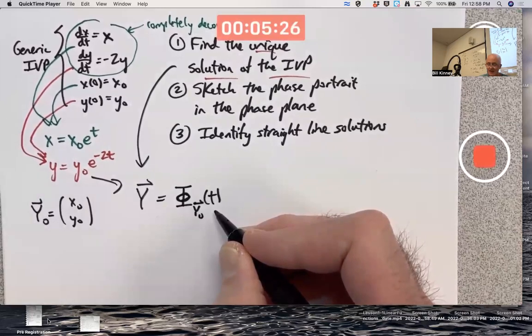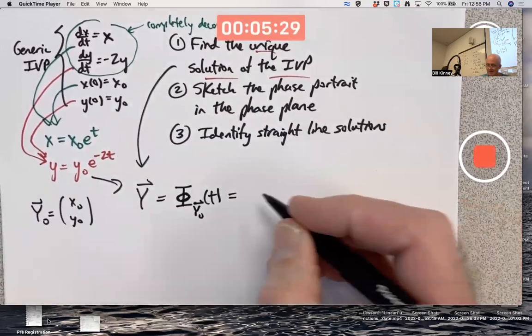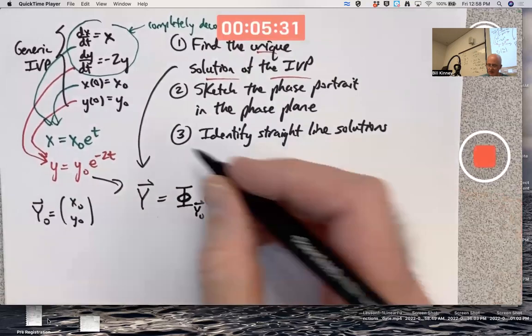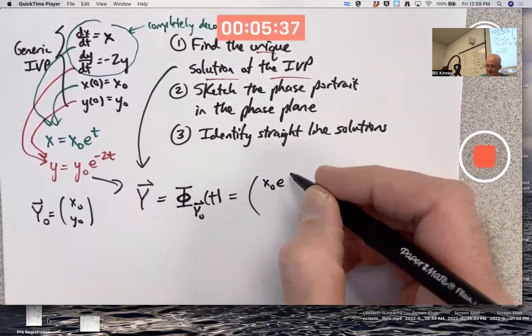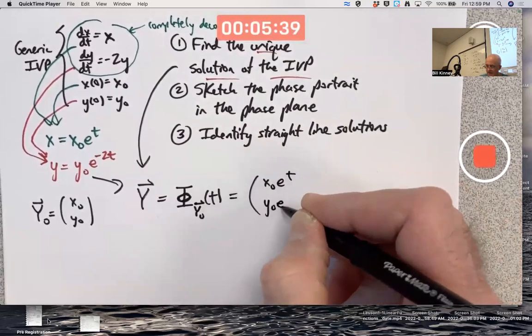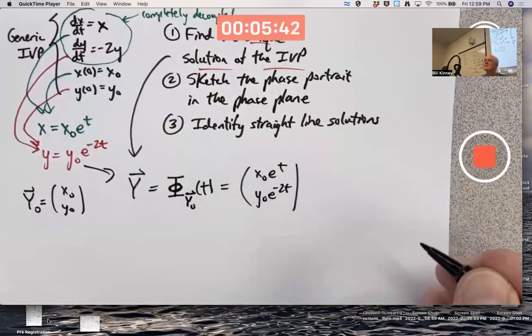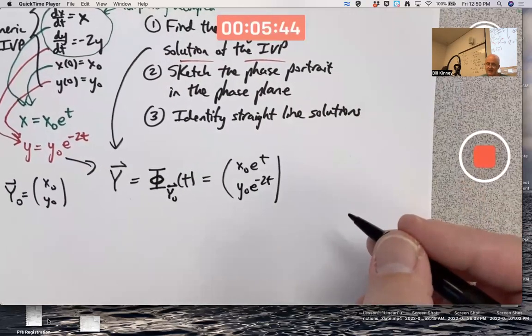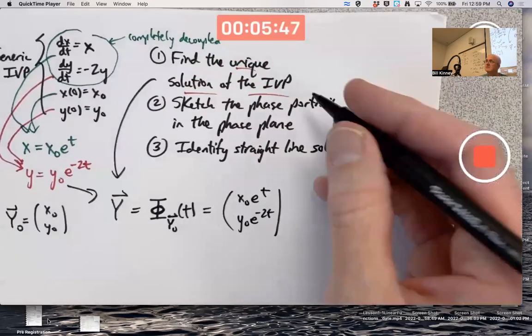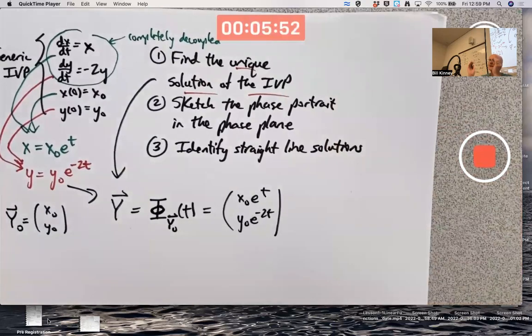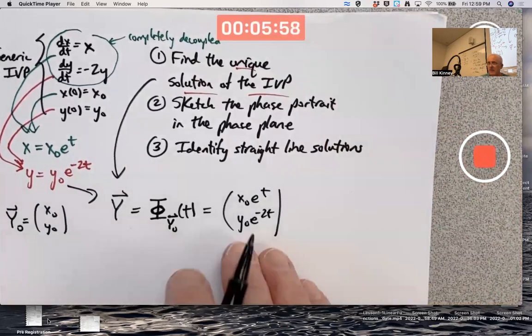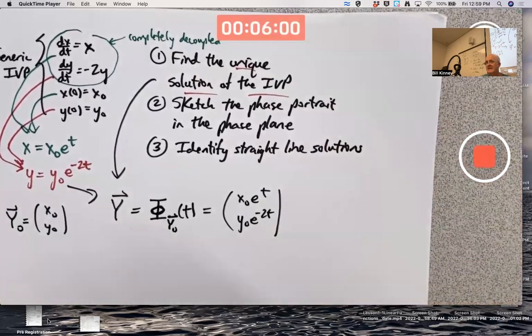There are reasons for that. You can write it as a vector just by putting these things in the components: x0 e to the t and y0 e to the negative 2t. That's good enough as an answer for part 1. And again, if you wrote it as a point with coordinates in parentheses, like a row vector, that's okay as well. But we're typically going to write it as a column vector, again, because it's more convenient for the purpose of matrix multiplication.